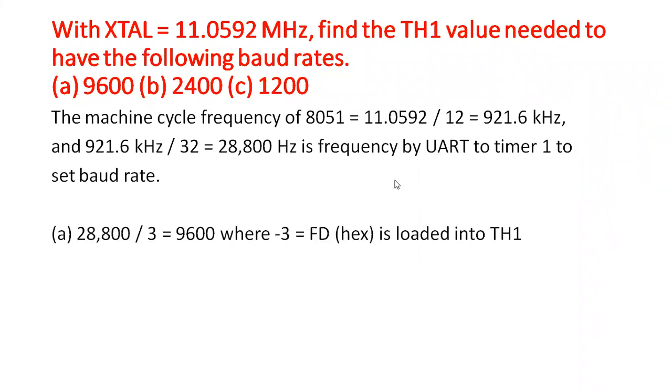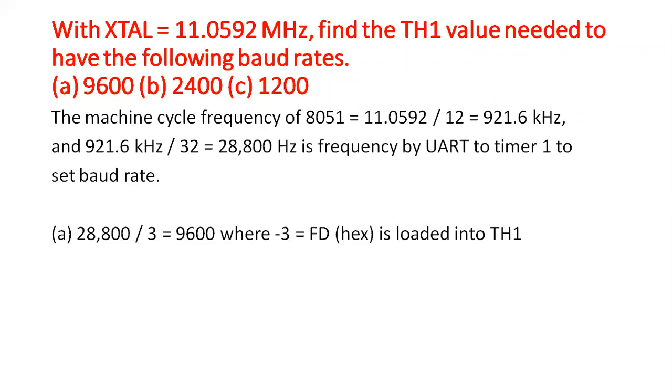That's what this step. So this 3 value you have to subtract from 256. Suppose, for example, you are using mode 2. Mode 2 operation is 8-bit, so the maximum value is 256. 256 minus 3, you will get 253. This 253 you can convert into a hexadecimal number.